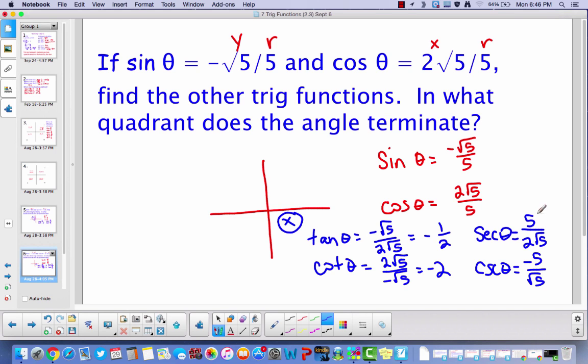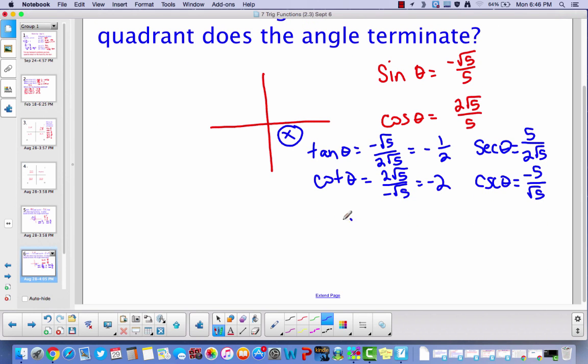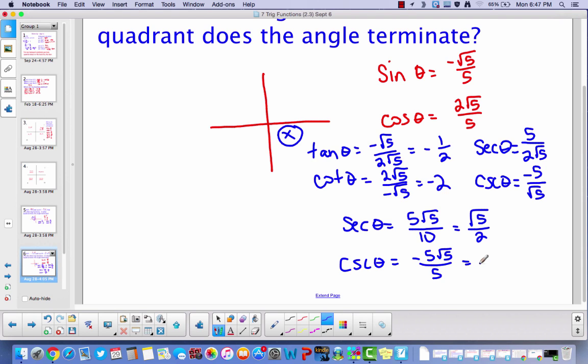So if we rationalize secant of theta, we multiply top and bottom by the square root of 5. So that becomes 5 times the square root of 5 over 10, which simplifies to the square root of 5 over 2. Cosecant, when we rationalize, becomes negative 5 times the square root of 5 over 5. When we simplify, it becomes a negative square root of 5. Now, we didn't draw the picture over here, but we set it into the fourth quadrant.